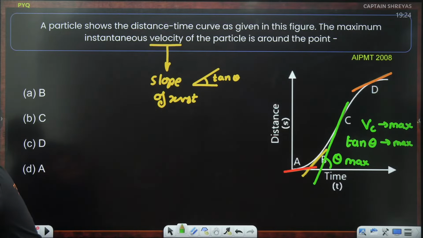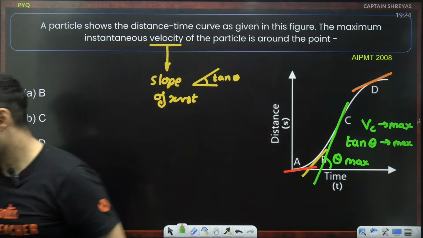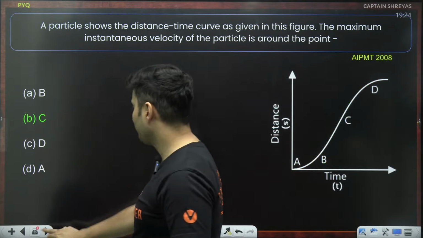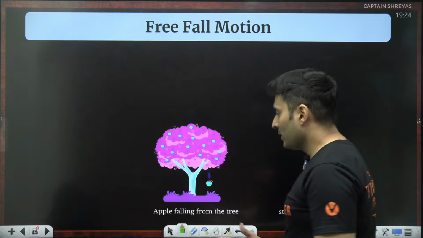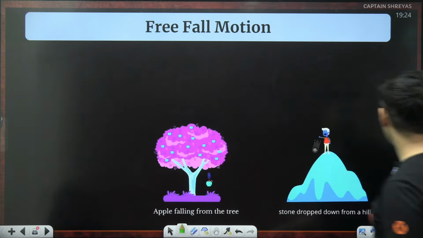Yep, B for Baswa sir. Correct. Very, very good. Very nice. Awesome. So let's start with free fall motion after a 15-minute short break.